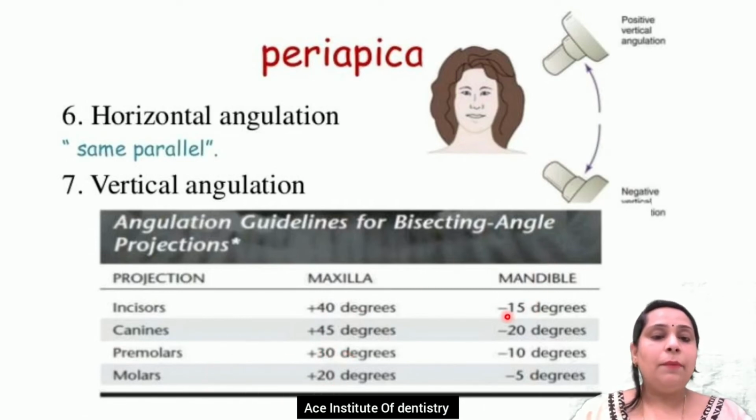Once it comes to the mandible, it is into the minus: negative 15 degrees, negative 20, negative 10 and negative 5. Here they are showing that if the head is facing downwards, then it is called positive. When the head is at the lower end and pointing upwards, then it is called negative. Just follow this picture.